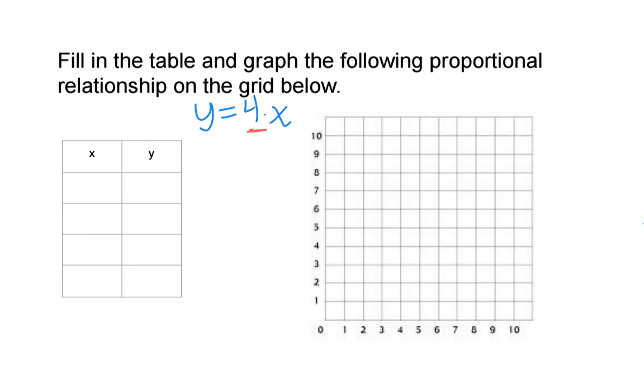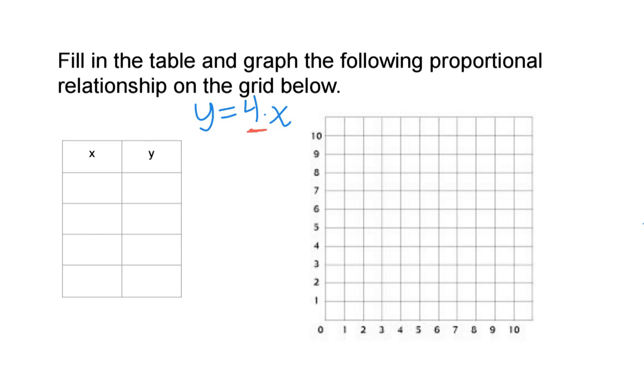And then we're going to want to fill in the table. And we'll start with the table first because the table is going to help us to graph it. So a couple things, the way that this will work is we're going to pick values for x and we're going to substitute those into the equation and then solve for y, and then we'll use the y value and the x value to graph on the grid.